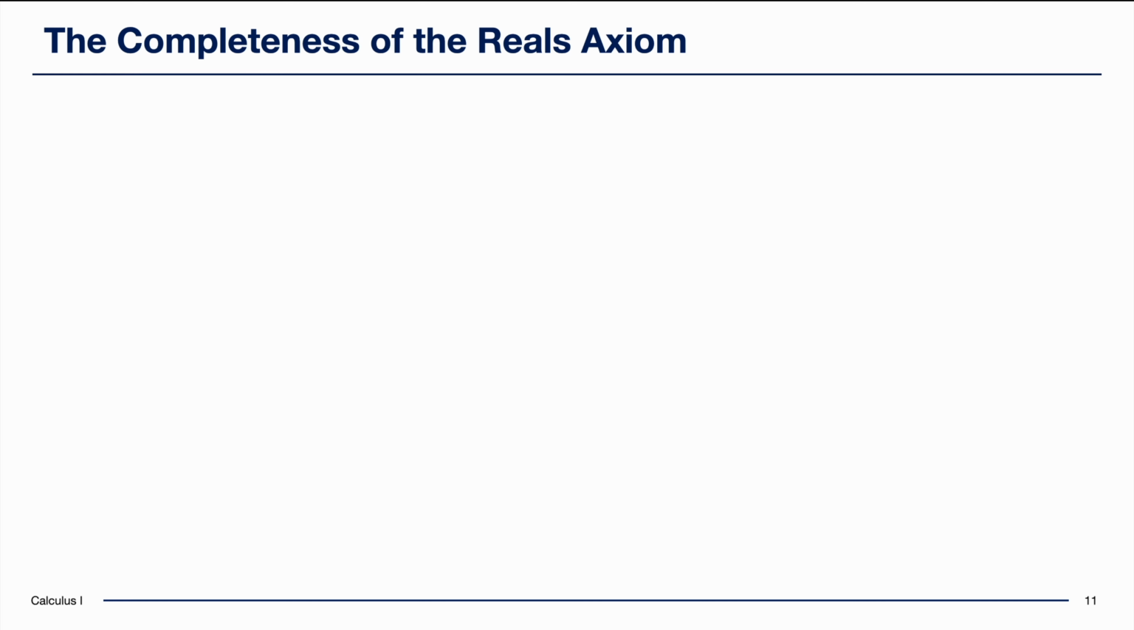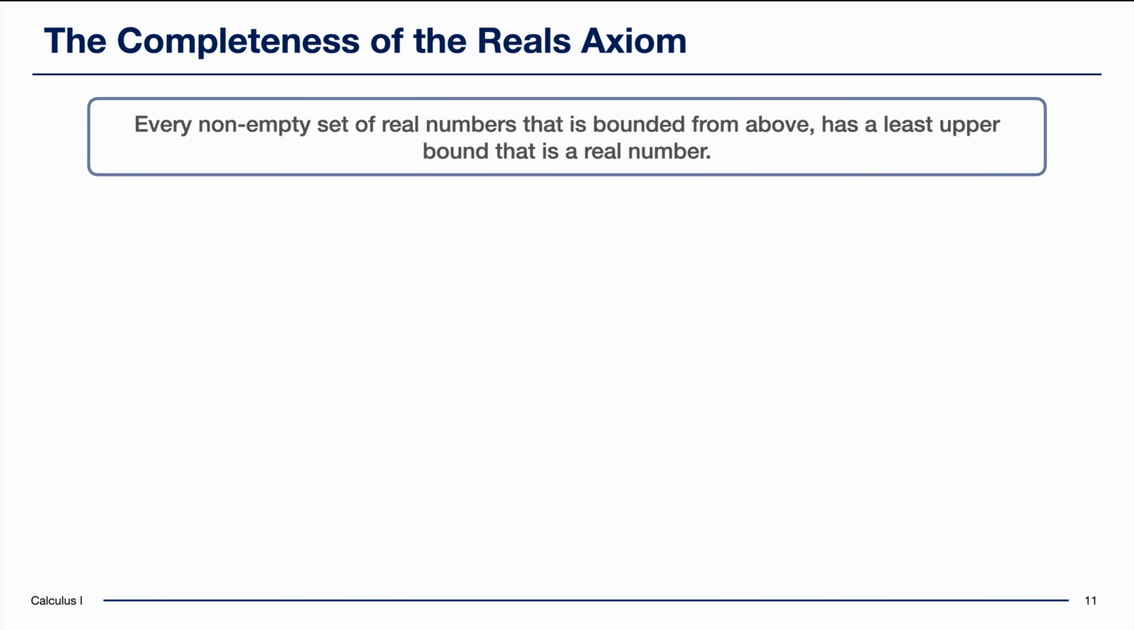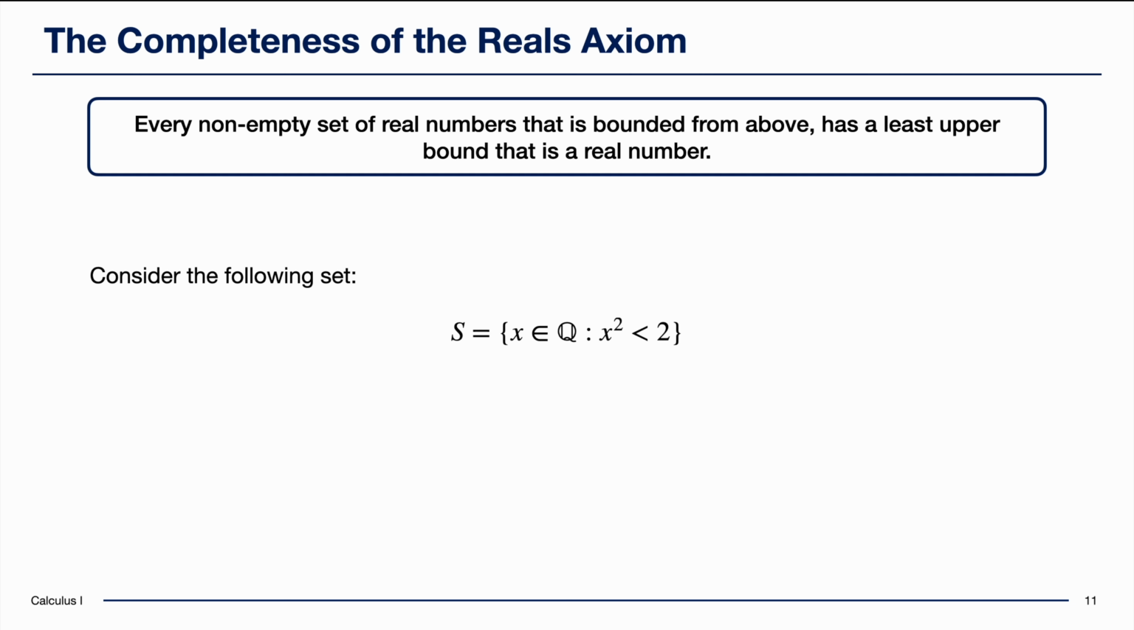We can now talk about our final axiom, the completeness of the reals axiom. It states that every non-empty set of real numbers that is bounded from above has a least upper bound that is a real number. Let's consider the following set. The set S, where x is an element of the rational numbers, so all the numbers we have constructed thus far, such that x squared is less than 2.